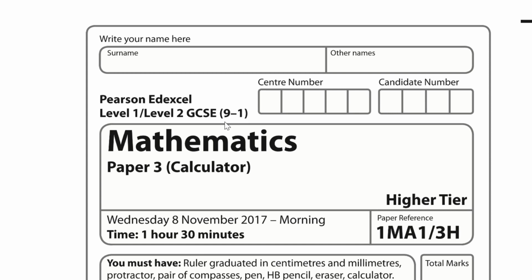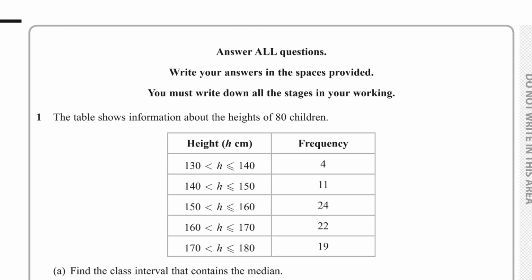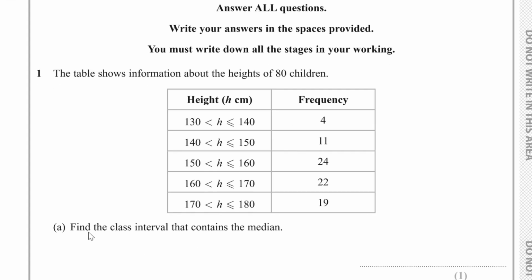This is the EdExcel GCSE 9-1 Maths Paper 3 from the November 2017 series, and it's from the higher tier, and it's a calculator paper. Question number 1. The table shows information about the heights of 80 children, and for part A, we have to find the class interval that contains the median.